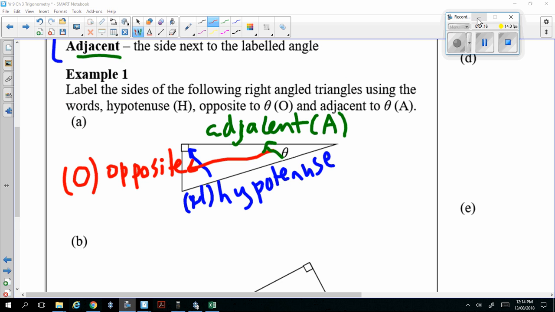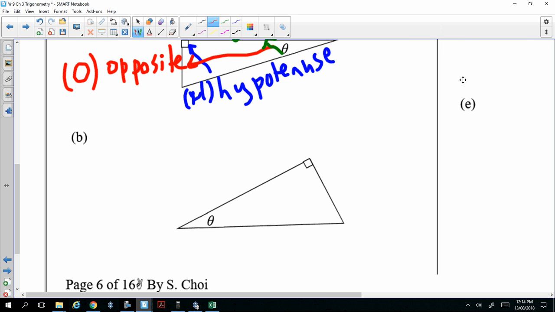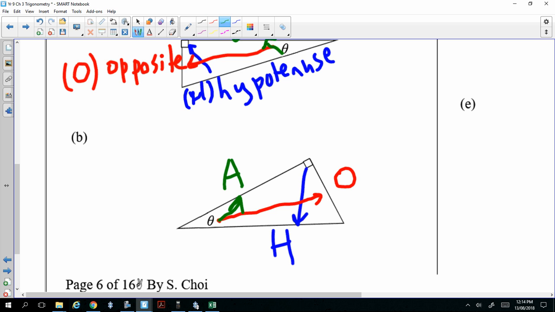Let's move on. Now let's look at the next question. We're going to label the hypotenuse. Opposite to the right angle is H. The side opposite to the angle is O. And the side next to the angle is called A, adjacent. Does that make sense?